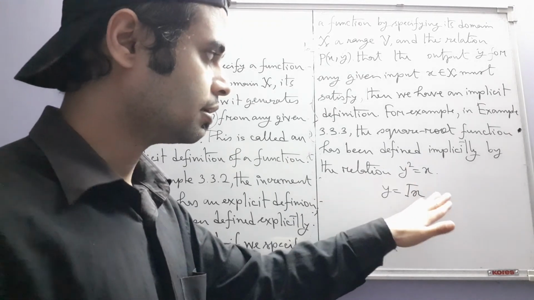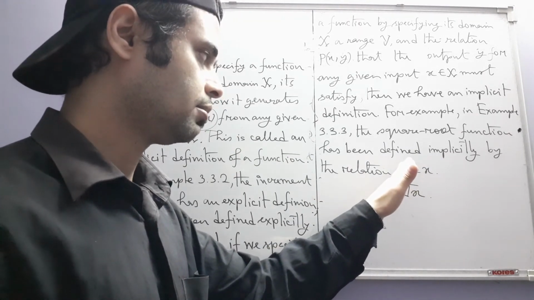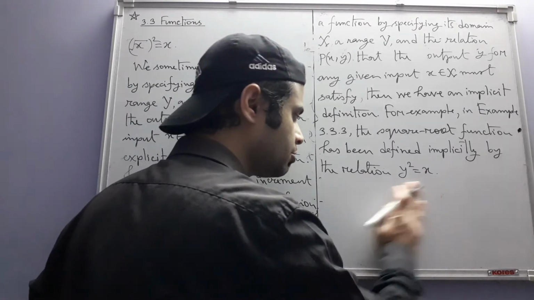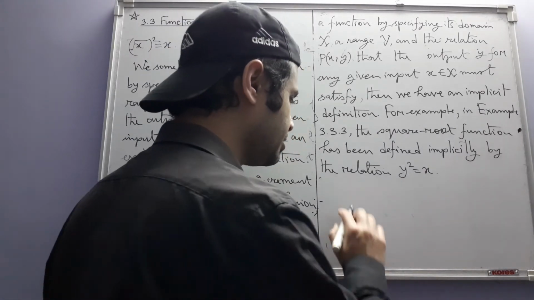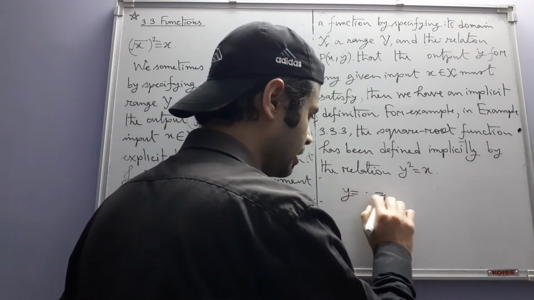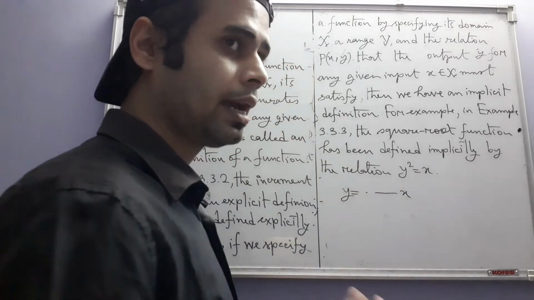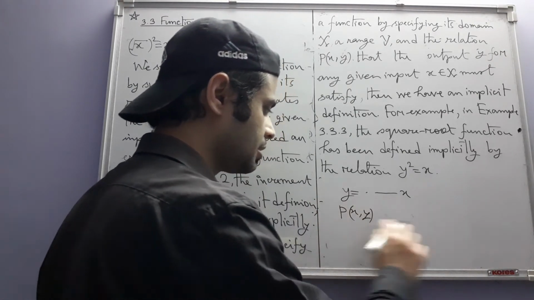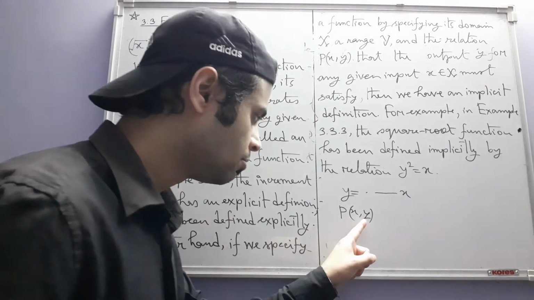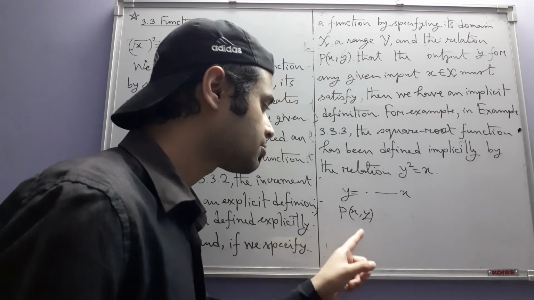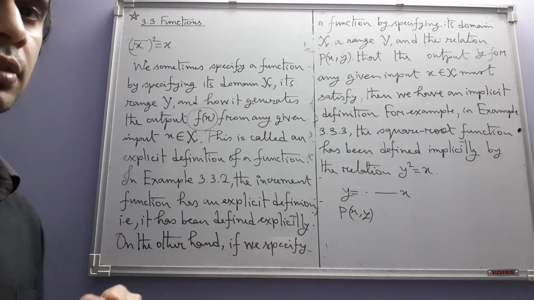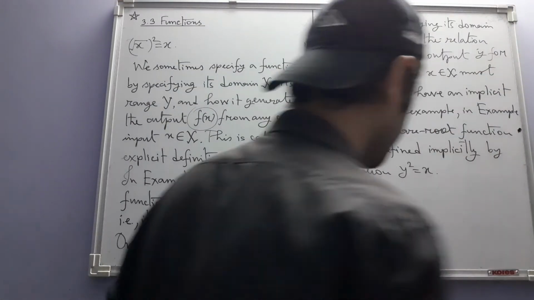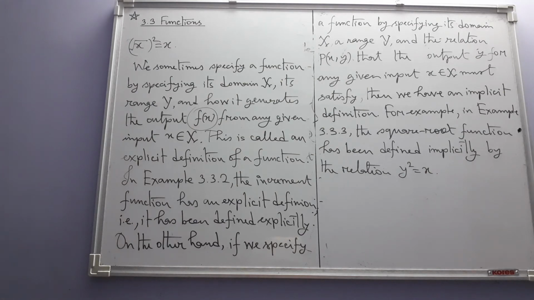So here we are using the relation to define y from a given x, but implicitly. So in short, explicit definition looks like this: y is equal to an expression involving x, and an implicit definition looks like this: p(x, y), which is a statement involving x and y, from which we can't solve for y in terms of x, if that makes sense. Okay, so this is the difference between an implicit and explicit definition of a function, and this is important.